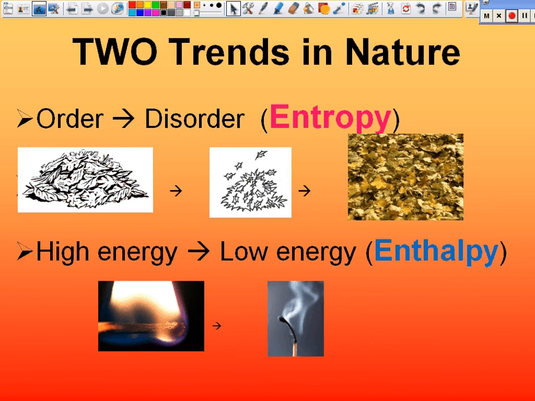But that's what's happening. Last thing, imagine if you lit a match and it never went out. Okay? Doesn't happen, right? So high energy to low energy. Things always naturally progress from high to low because what's it trying to achieve? Equilibrium. Very good.